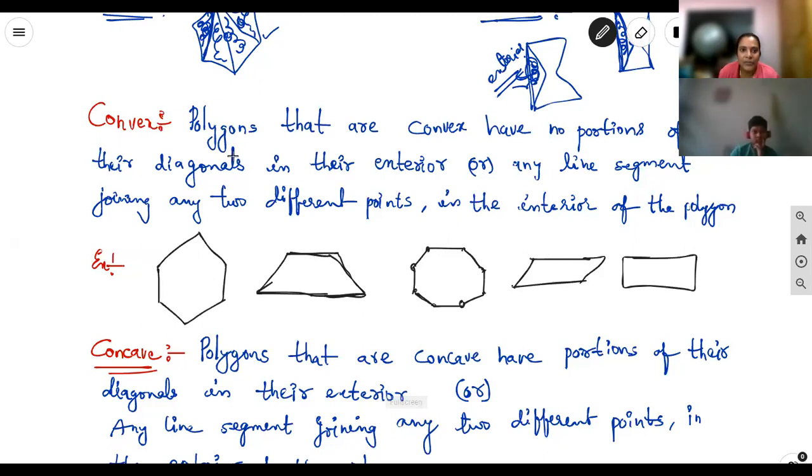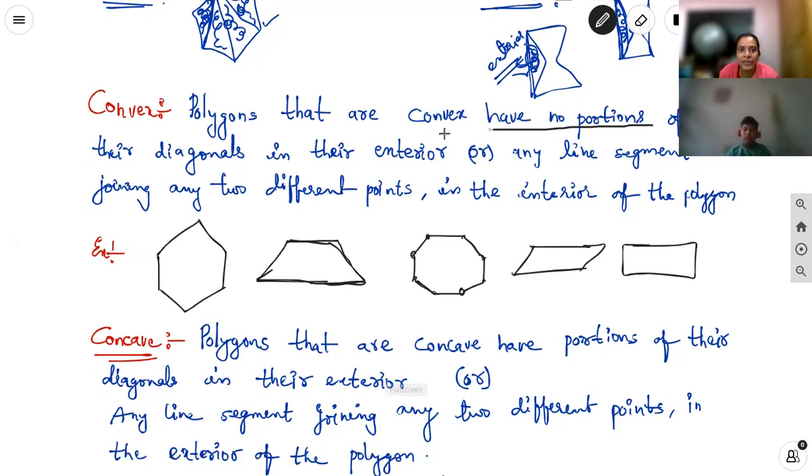What is the definition of convex and concave polygons? First, the definition of convex. Polygons that are convex have no portion of their diagonals in their exterior, or any line segment joining any two different points in the interior of the polygon. Here these are the examples. If we draw the diagonals, there is no exterior portion, that is, they have no portion of their diagonals in their exterior.